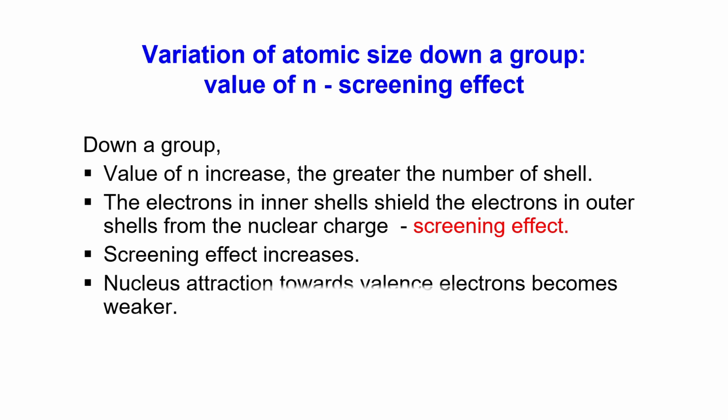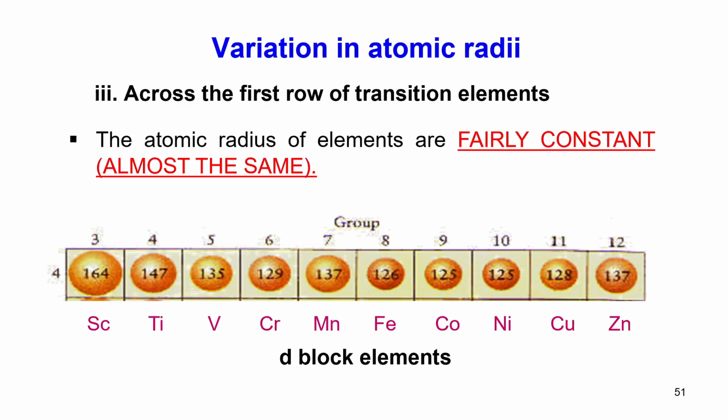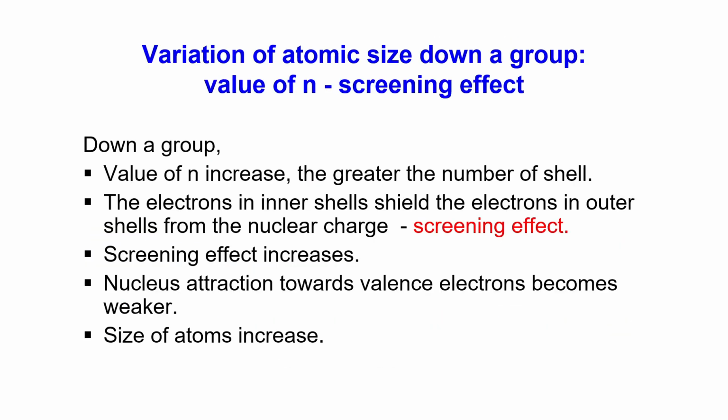When the screening effect increases, nuclear attraction towards valence electrons becomes weaker. Nuclear attraction semakin lemah. Jadi size of atom akan increase, disebabkan screening effect increase going down the group. So the value of n increases, jadi size of atom also increases. This is because nucleus attraction becomes weaker.